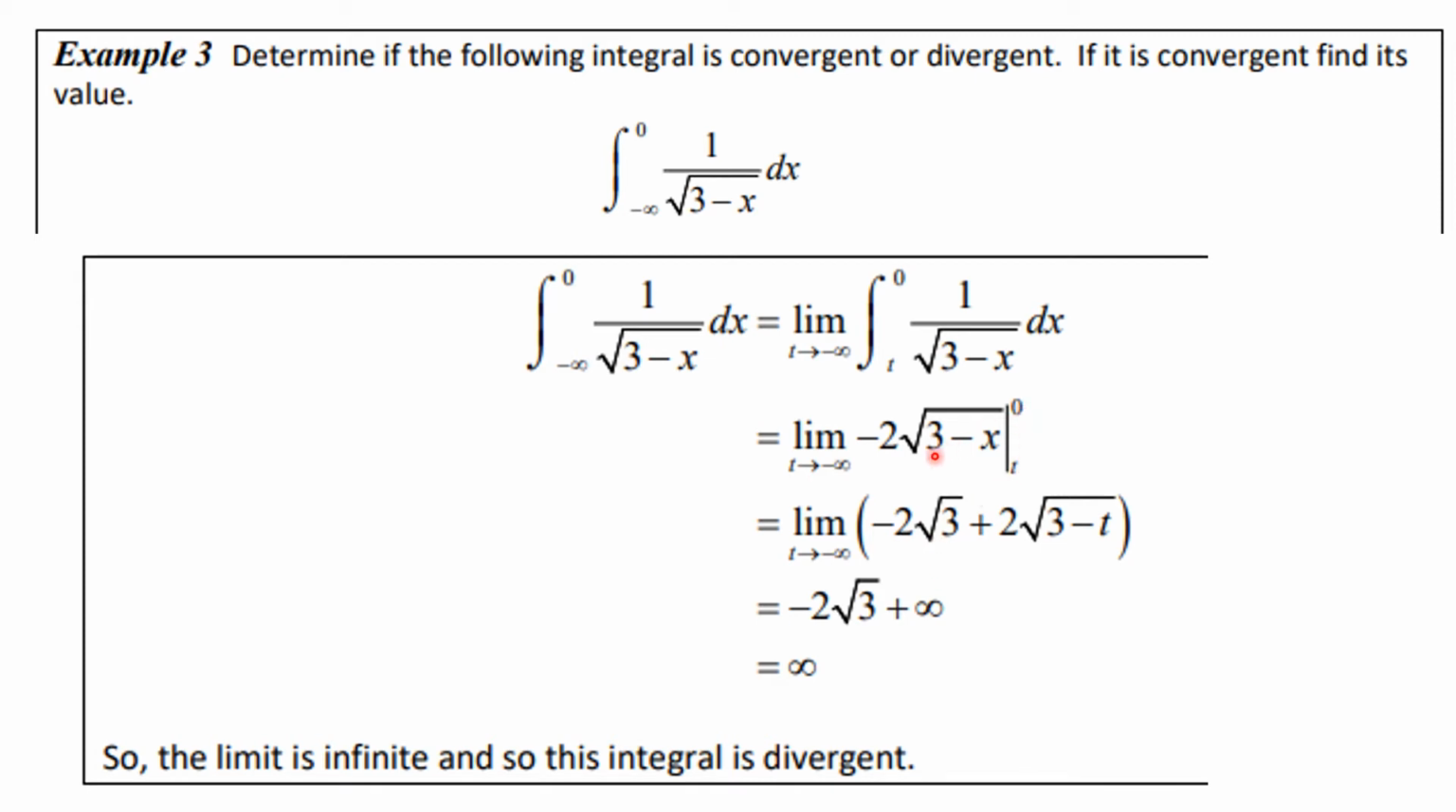So I plug in the numbers before I take the limit. So when I put 0 in there, I get minus 2 square root of 3. But when I plug in t, I get 2 times the square root of 3 minus t. So when I take this limit as t tends to minus infinity, I have this number. But as t goes to minus infinity, this is like the square root of, and you got a minus times a minus. This becomes infinite, and so this is infinite. So the limit is infinite, and this integral is divergent.